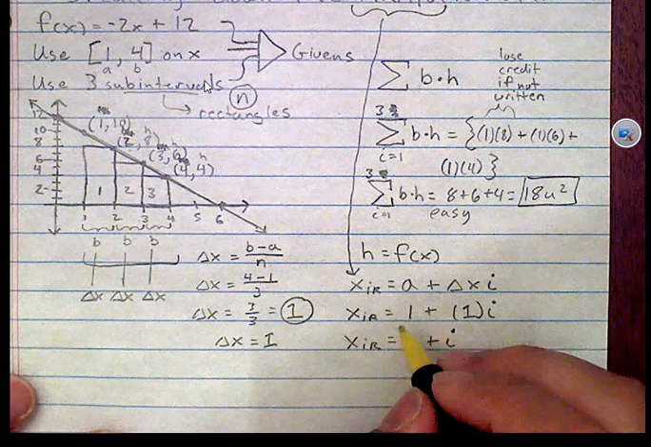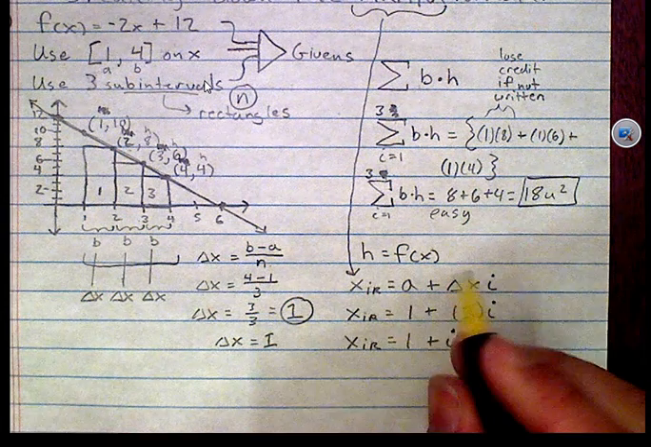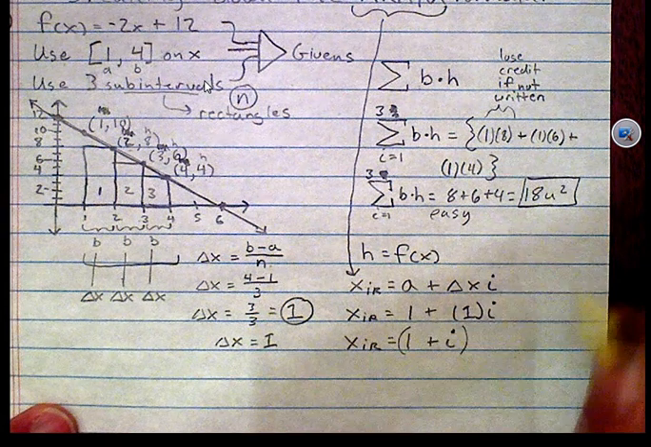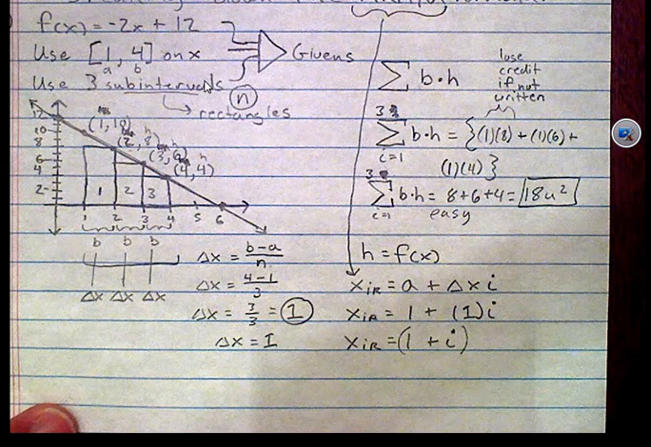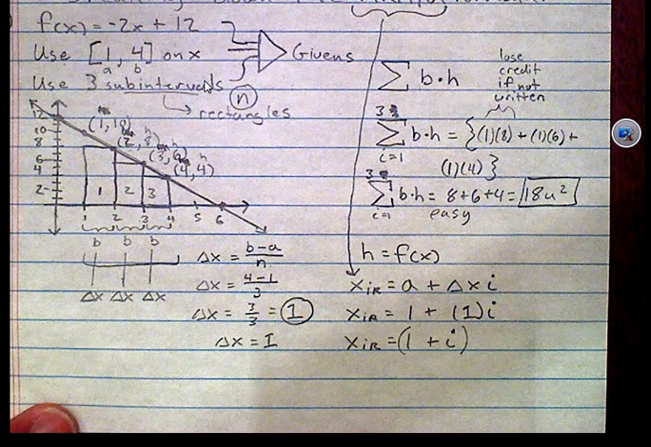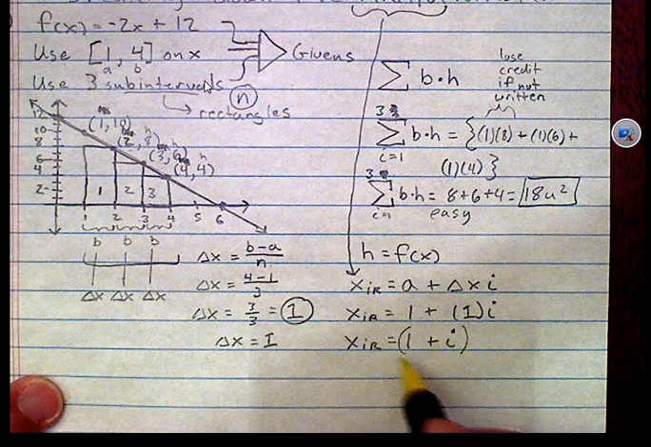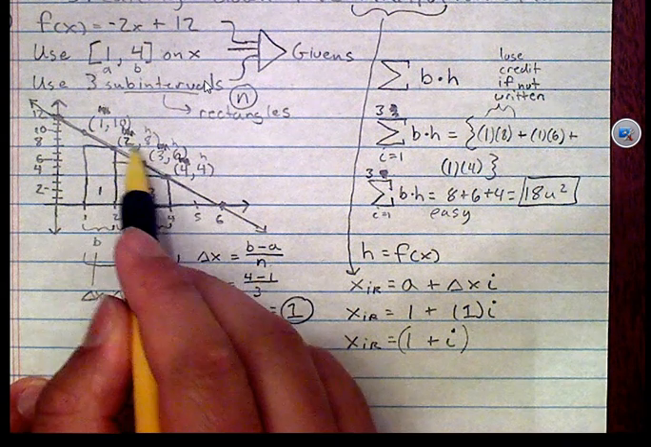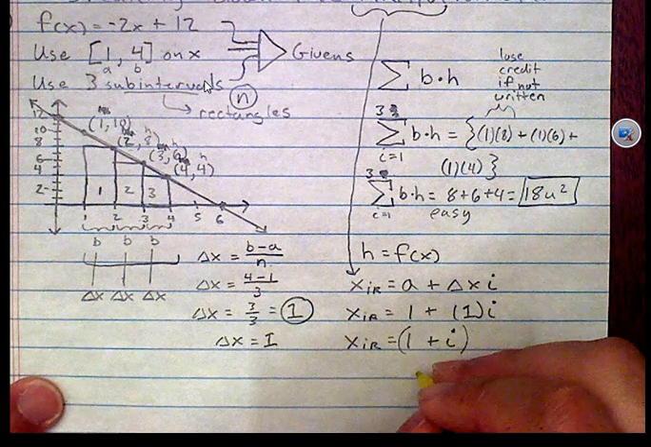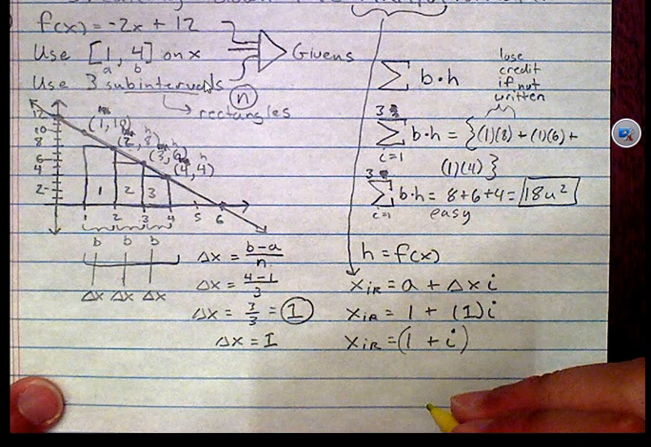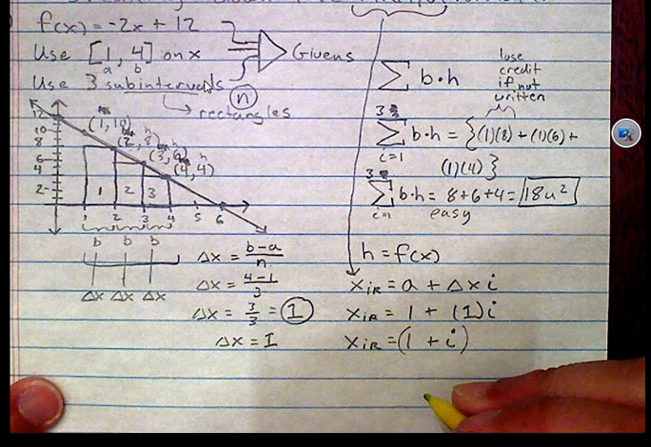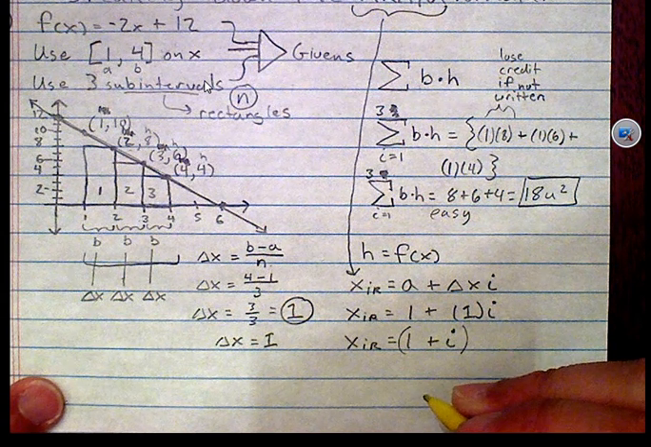But here's the problem. I've got to take this x of i formula and put it into the f of x formula. This x of i formula gives me the proper x's, but unless I substitute it into the f of x formula, it's not going to give me the proper y's. So we've got to substitute.